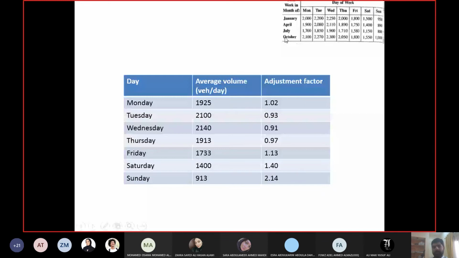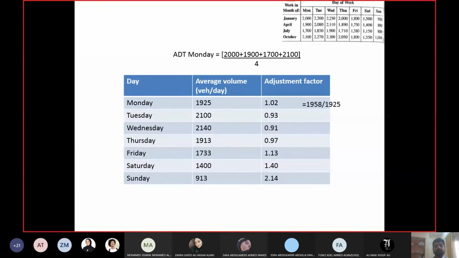In table 1, each day of the week has 4 values. So you take the average of these 4 values. For Monday, you take the average of 2000, 1900, 1700, 2100. The average will be 1925, and then you take ADT 1958 divided by 1925, and you get the adjustment factor for Monday, and so on. So this is how you calculate the adjustment factor for the days of the week, just using the data from table 1, because in table 2 days are not mentioned.